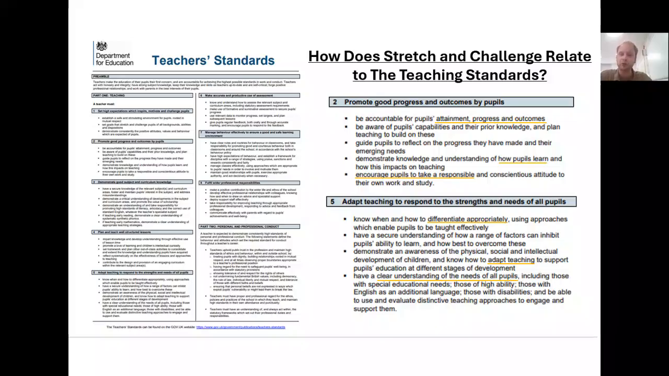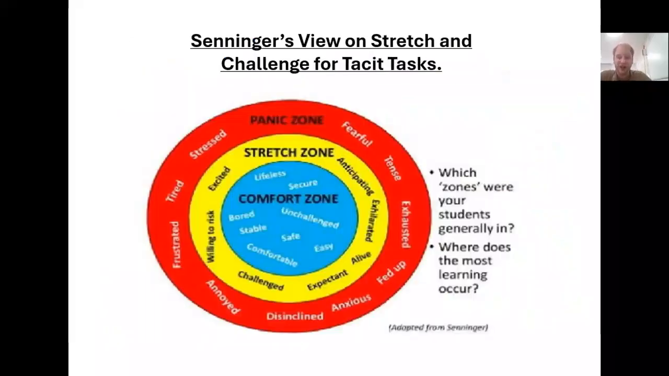First, we're going to talk about Seineger's view on stretch and challenge for tacit tasks. Here we've got the comfort, the stretch, and the panic zone. These are really good interpretations of a child's psyche going through learning. Remember, when I'm talking about these, I'm talking specifically about tacit tasks and how these apply to comfort, stretch, and panic.